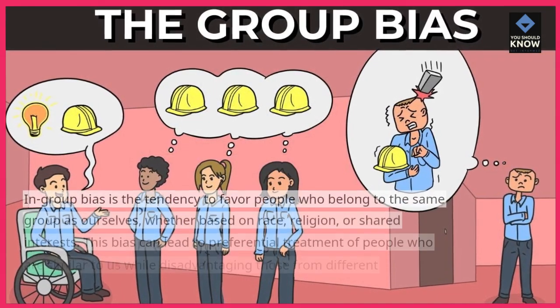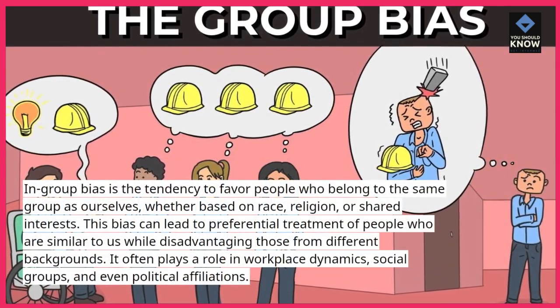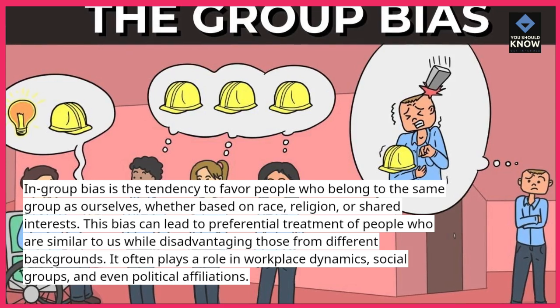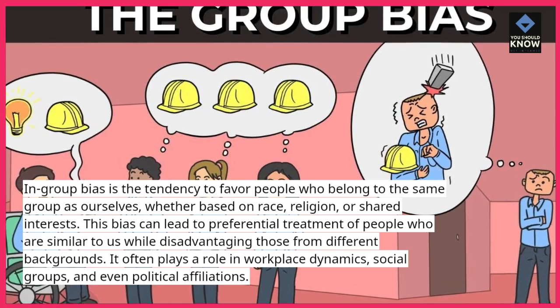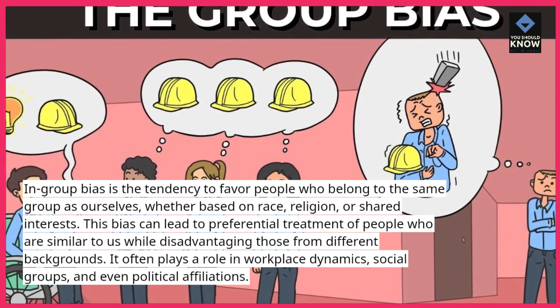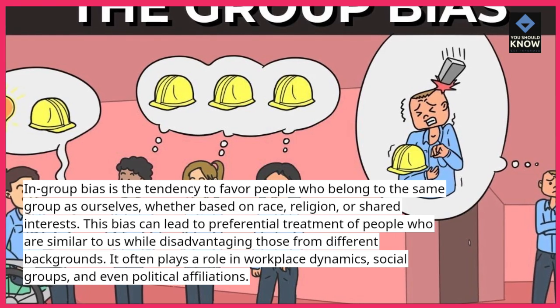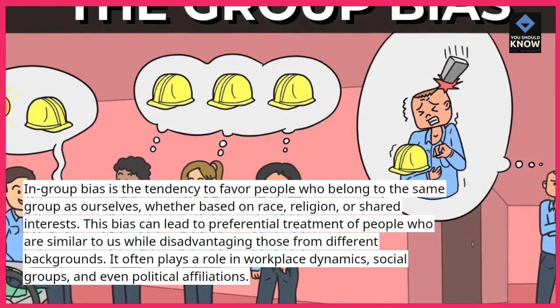7. In-group bias. In-group bias is the tendency to favor people who belong to the same group as ourselves, whether based on race, religion, or shared interests. This bias can lead to preferential treatment of people who are similar to us while disadvantaging those from different backgrounds. It often plays a role in workplace dynamics, social groups, and even political affiliations.